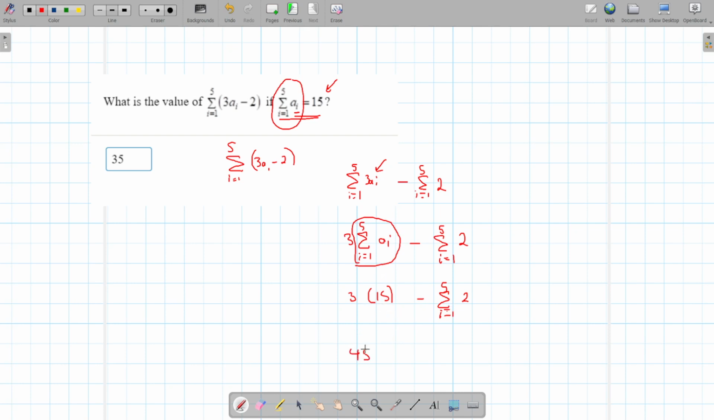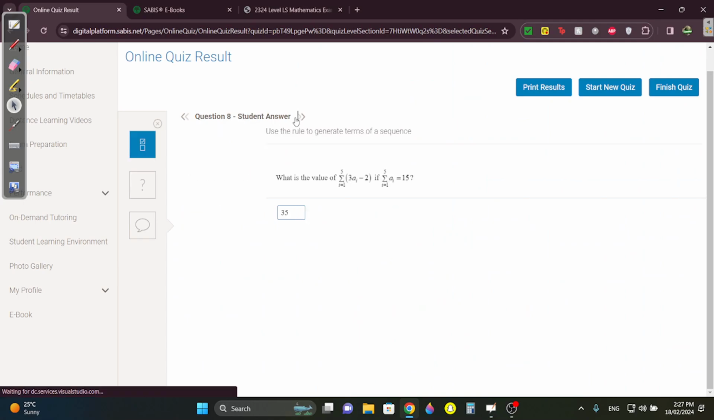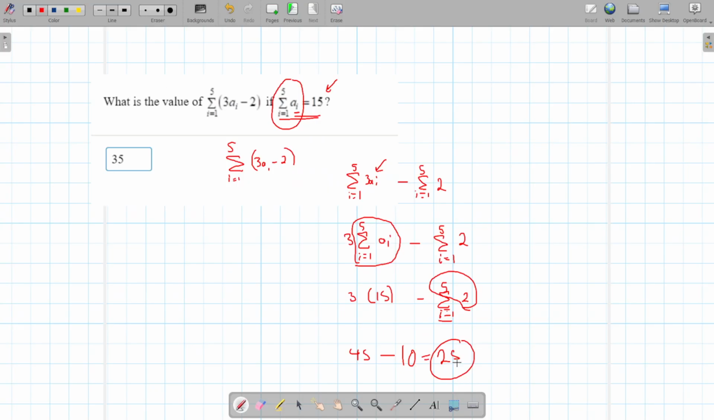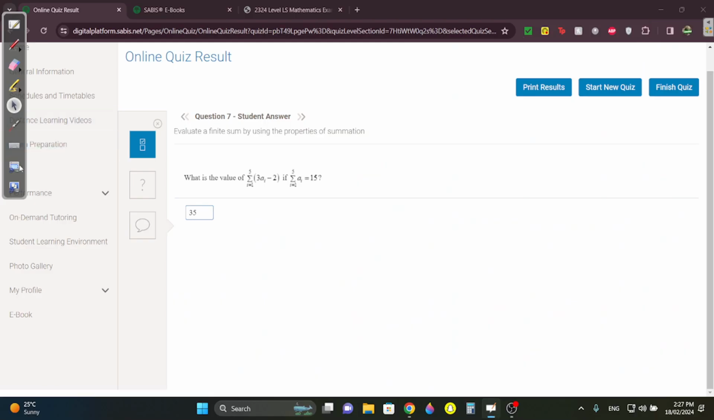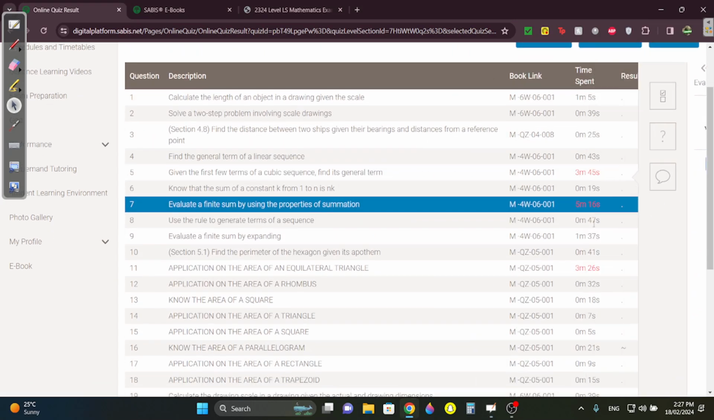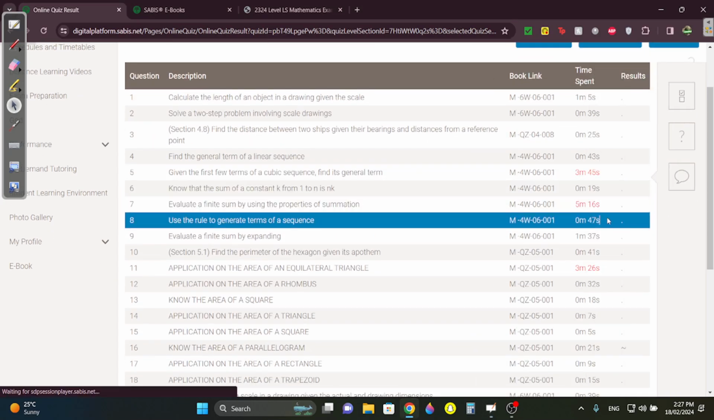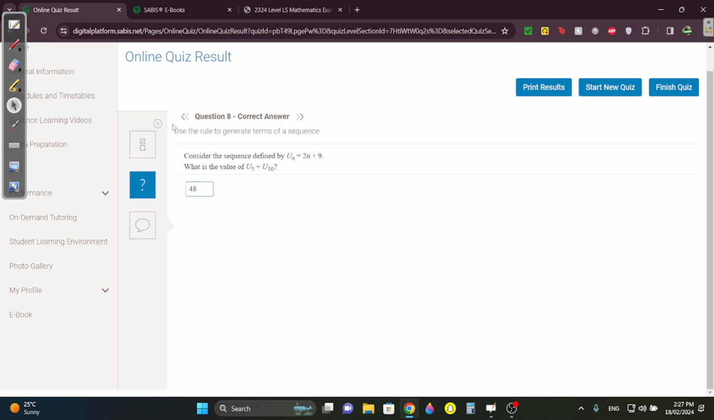You guys know how to find sigma 2. 3 times 15 is 45. Sigma 2 starting at 1, how do you do it? 2 times 5, which is 10. That's it. So you get 45 minus 10, which is 35. Okay, this one. Is it the same one?